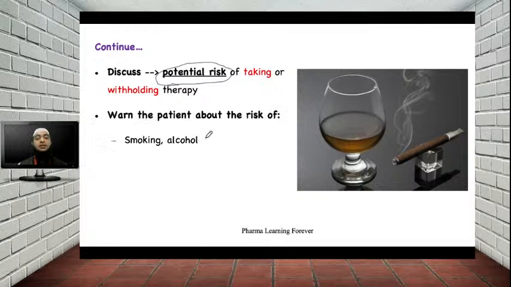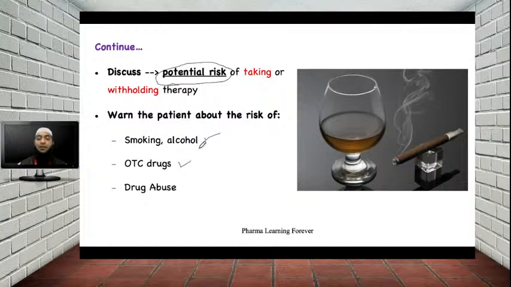Warn the patient about the risk of smoking and alcohol, because we have seen in the last lecture that smoking and alcohol produce harmful effects in the fetus. You must also warn the patient about OTC drugs. Sometimes patients are in the habit of going to a medical shop and taking over-the-counter medicine. That is very bad behavior and should not be done. If she is going to a medical shop to take medicine, she must inform the pharmacist that she is pregnant. Then he will be cautious and give medicine which may not produce a bad effect in the pregnant woman. So you must warn the patient about the risk of OTC drugs.